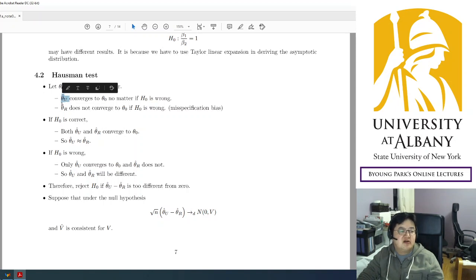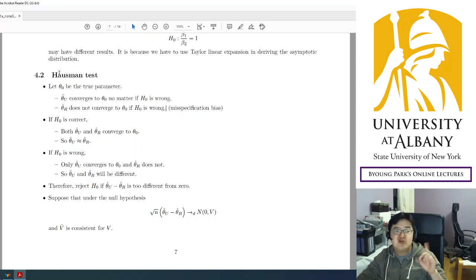The unrestricted model converges to the true parameter no matter if H0 is wrong, because the unrestricted model does not use the hypothesis as an assumption. It is always correct. I mean, of course, we assume that the model is correctly specified. We do not think about a potentially wrong model. That is not our concern in this chapter. So the unrestricted model is always correct, regardless of the null hypothesis. On the other hand, the restricted model depends on the null hypothesis, because it uses the null hypothesis as a model assumption. And if the model assumption is wrong, then the restricted model is misspecified. Then it does not converge to the true parameter, and it has a misspecification bias.